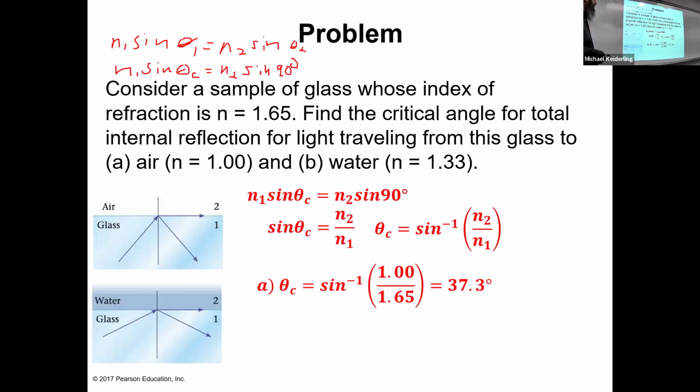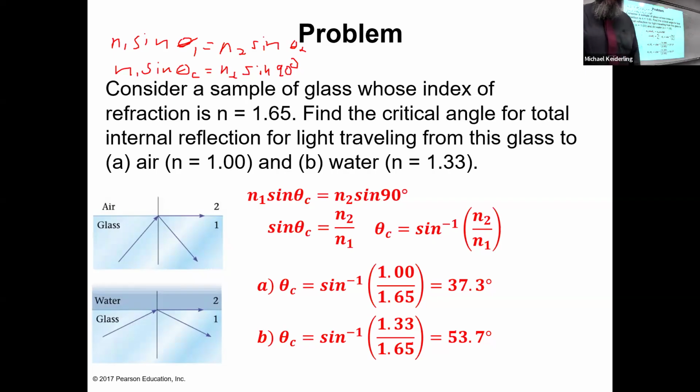So in the first case with air, that's the inverse sine of 1 over 1.65, which gives you a critical angle of 37.3 degrees. And with water, it's the inverse sine of 1.33 over 1.65, which gives you a critical angle of 53.7 degrees.